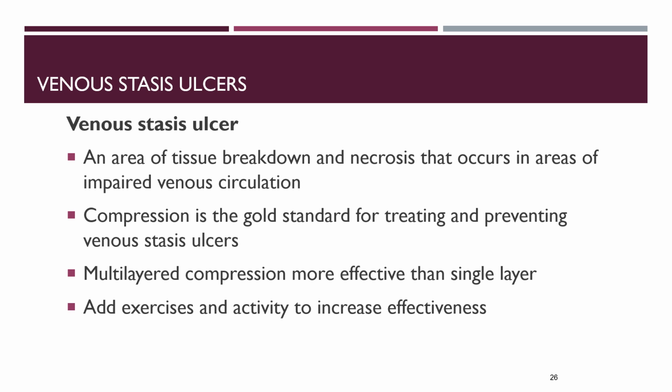Okay, so back to venous stasis ulcers here. We've talked a lot about them, but here's our first official slide. So what is a venous stasis ulcer? Well, it's an area of tissue breakdown and necrosis that occurs in areas of impaired venous circulation. So compression is typically viewed as the gold standard for treating and preventing venous stasis ulcers. They can wear these stockings for a long period of time without having to take them off.